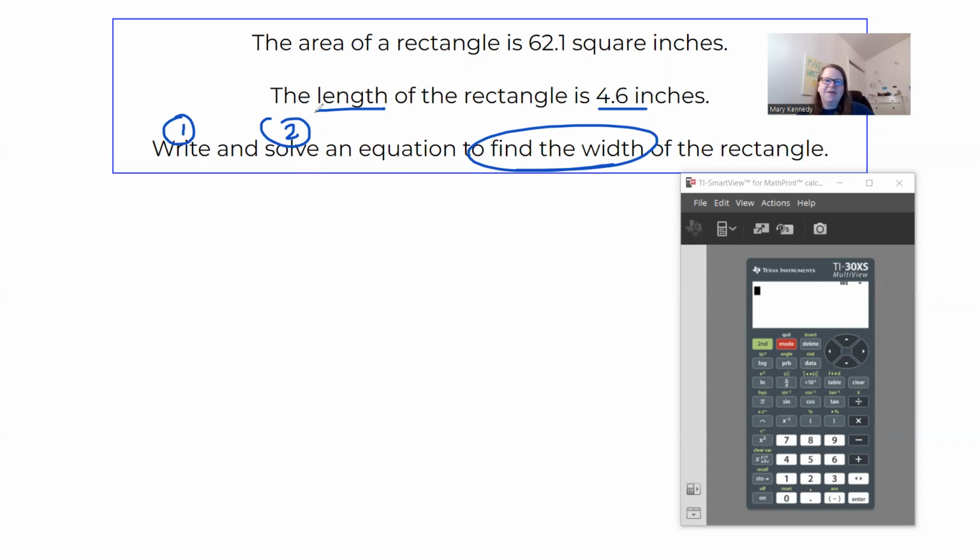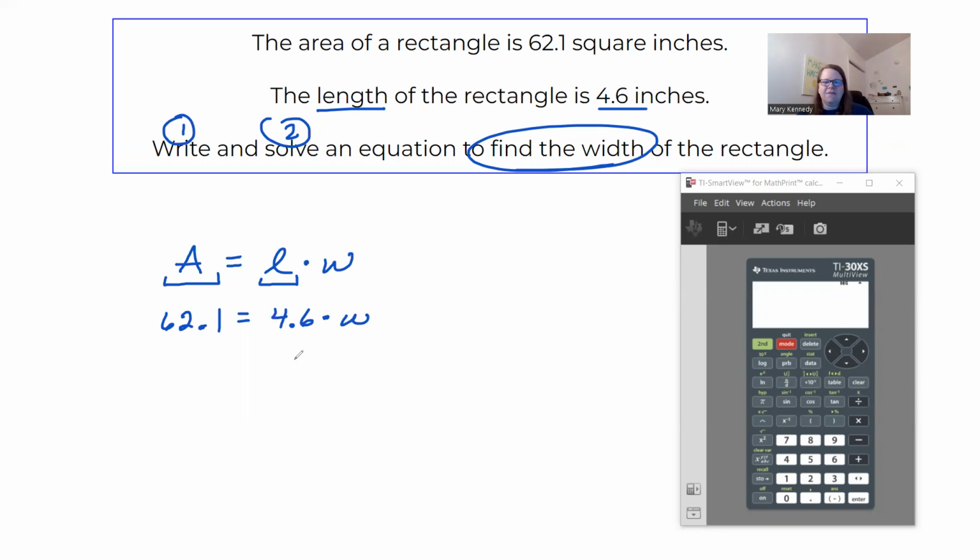So area of a rectangle, there's a formula for that. So that's where I would start. Area is length times width, okay? And then I know some of these values, so I would just substitute. The area is 62.1. So in place of A for area, I would actually write 62.1. And I know the length is 4.6. So in place of length, I would put 4.6 times W.